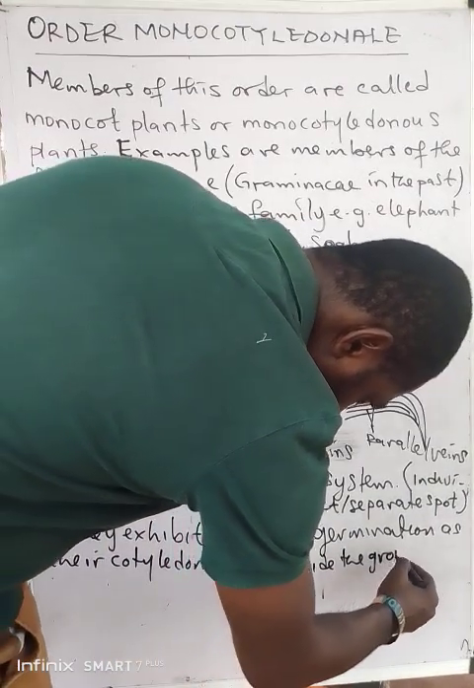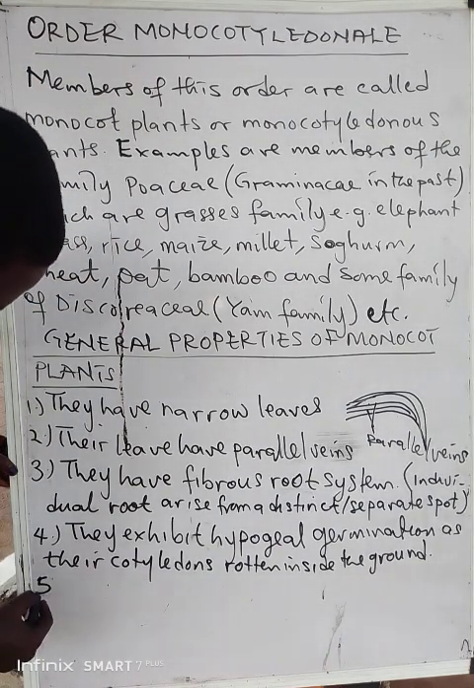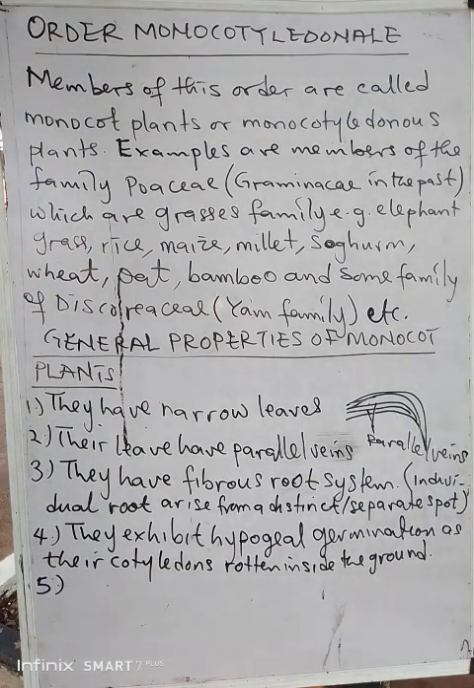So inside the ground, rotting. They don't bring them out. So that is a hypogea. The word hypo means below. Epi means what? Above. Are we together? So take note of that.